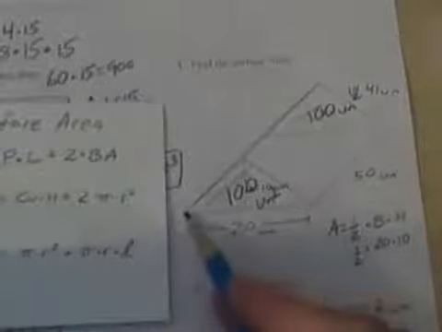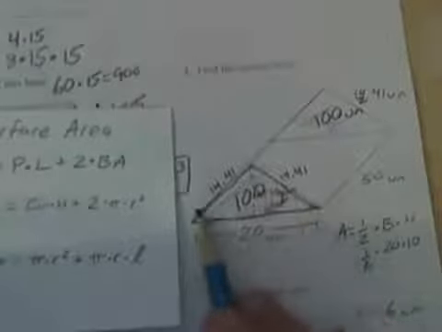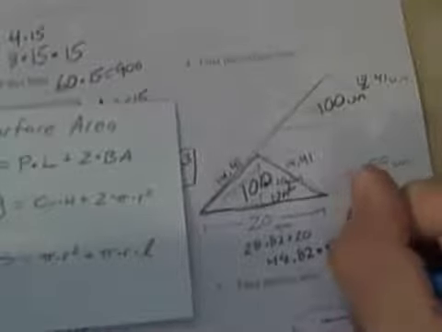And the next number is perimeter times the length. So we have to find the perimeter of this triangle. So I tell you that right here, this is 14.41, which means that side is also 14.41, and this side is 20. So your perimeter is going to be 20 plus 14 plus 14. If we add those together, that gives us 28.82 plus 20, which would be 48.82, times our length of 50.